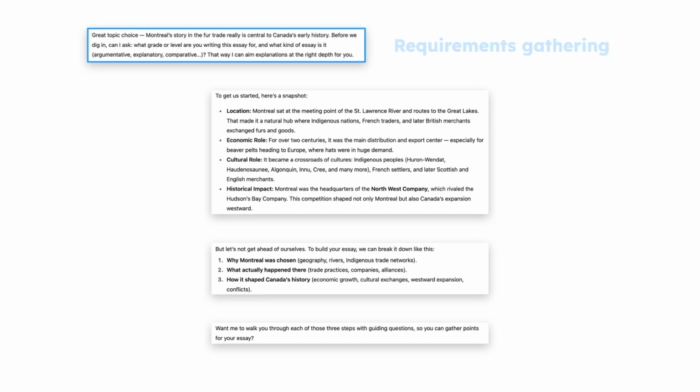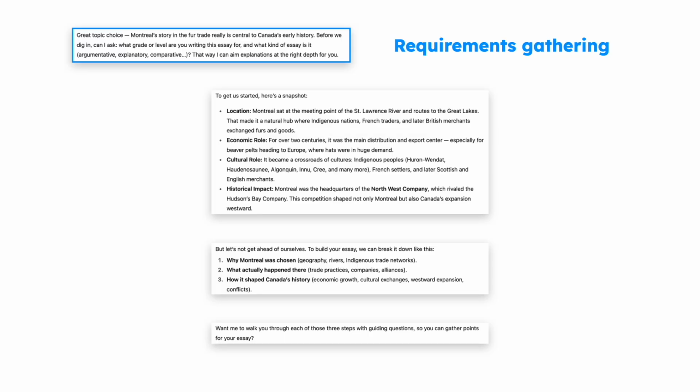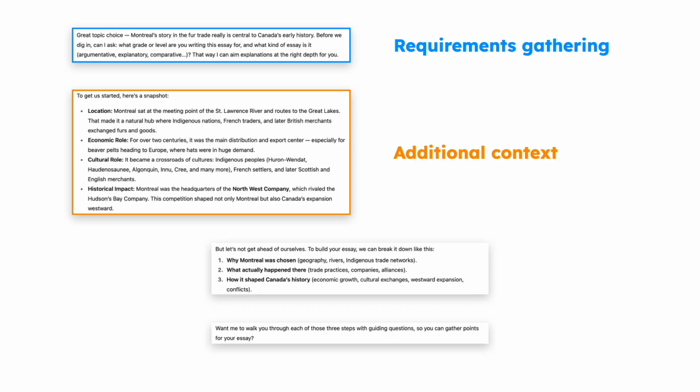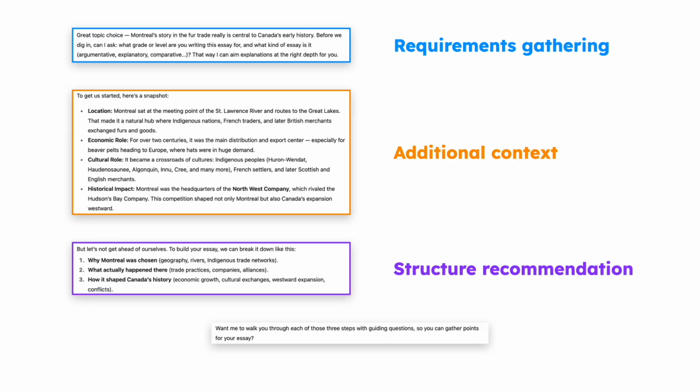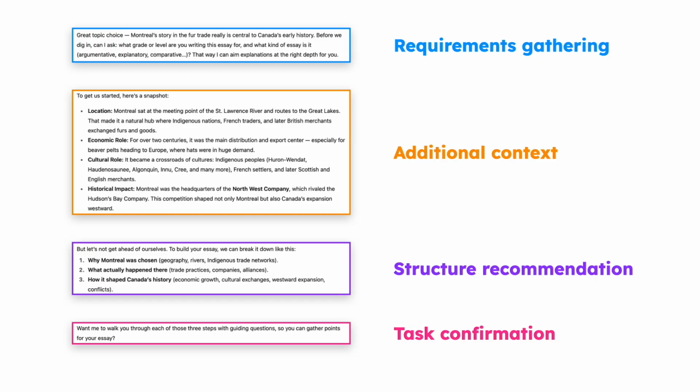In fact, there are 4 distinct blocks in this answer. The first is the AI is trying to do some requirements gathering, asking the student about what grade level they're in so that it can help them at the right level of depth. The second is providing additional context. It's giving them information about location, economic role, cultural role, and historical impact. The third is a structure recommendation for the essay itself. And then the fourth is a task confirmation.